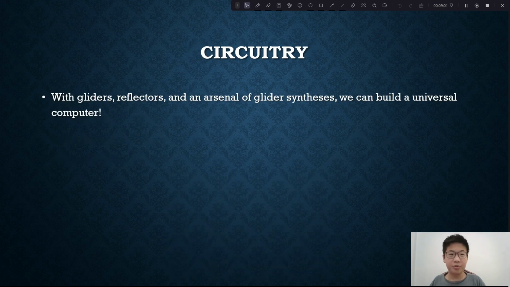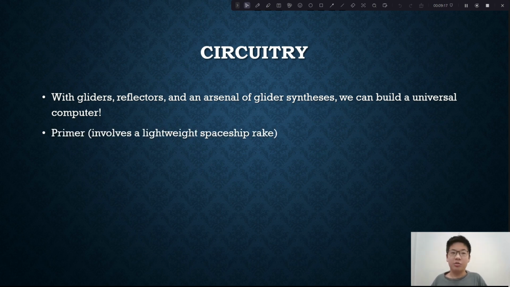Now, what about circuitry? Using all these reflectors and several other glider collisions and glider guns, we can build a universal computer. The first universal computer that we have found is the Turing machine. Other models have been found, such as the Wolfram 110 model as well. The primer involves a lightweight spaceship which calculates primes. And we can build Turing machines. Obviously, because if we can build circuits, we can actually build an infinite Turing machine.